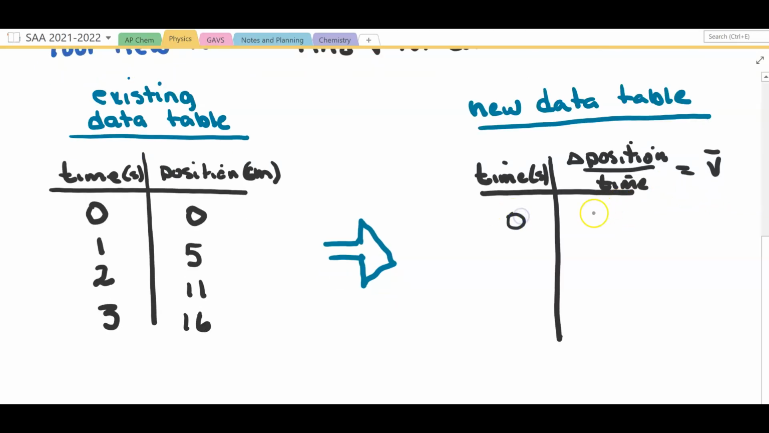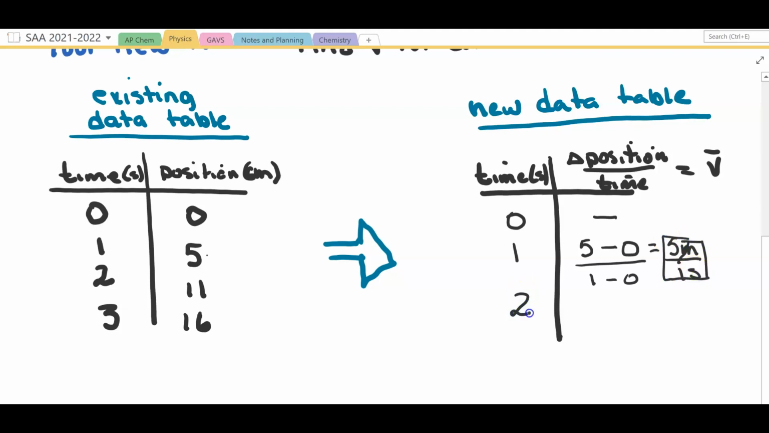At our initial time, there is no change in position, so you won't have a data point there. For time number 1, we went and found ourselves at 5, and we started at 0. So our change in position, that is our distance, divided by our 1 second minus 0, or 1, would give us our new piece of information of 5 meters per second.